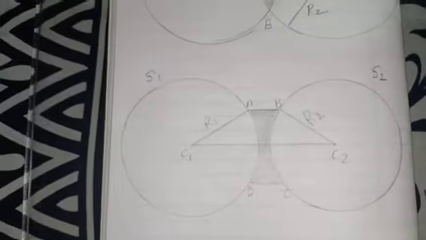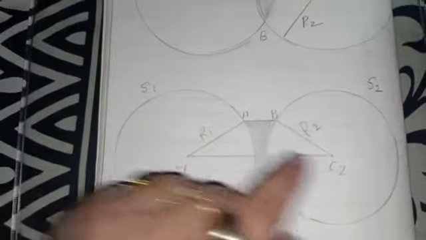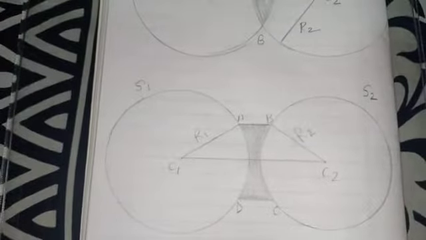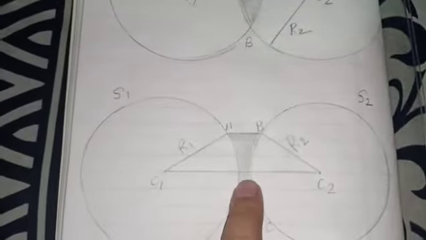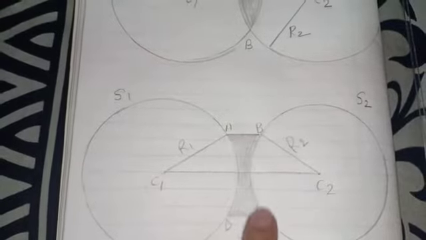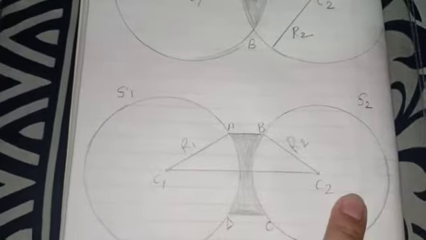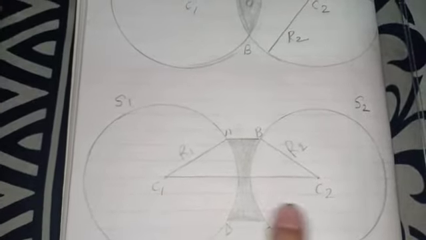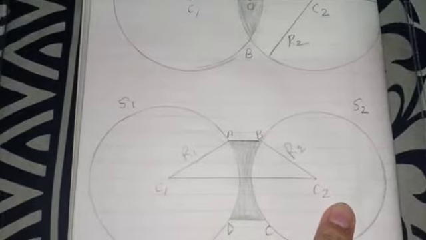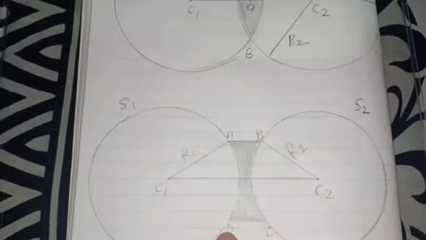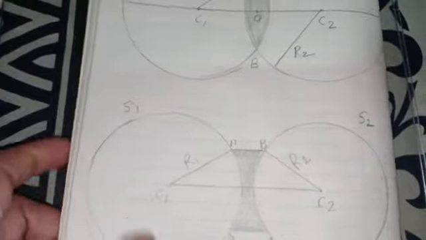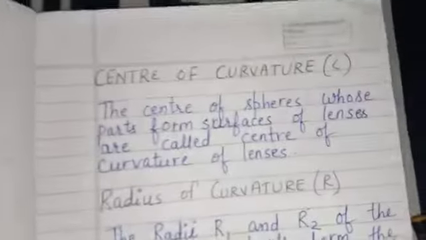This is a concave lens, where this is sphere 1 and sphere 2. When they don't intersect each other, right? And the part which is in between them makes a concave lens. Here it is also center 1, center 2. This is C1, the center of this sphere, and this is C2, the center of sphere 2. This A, B, C, D is known as a concave lens, right? As I told you, a convex lens is said to be the converging lens, and a concave lens is called a diverging lens.